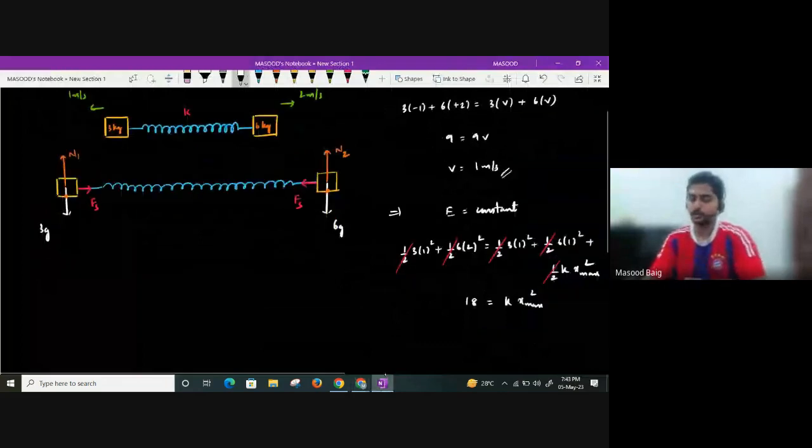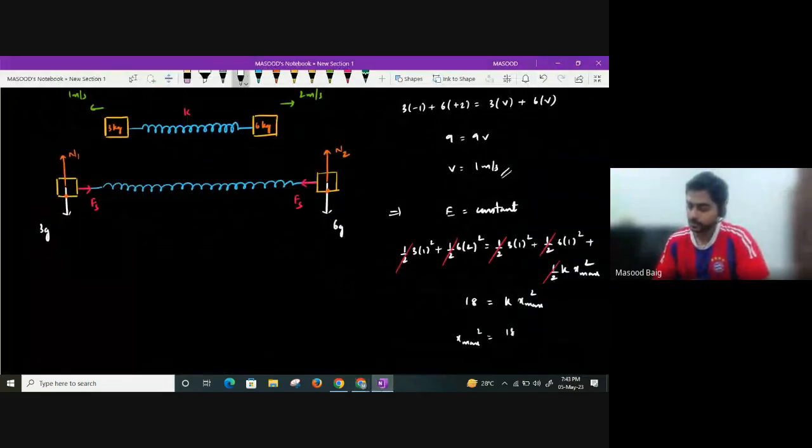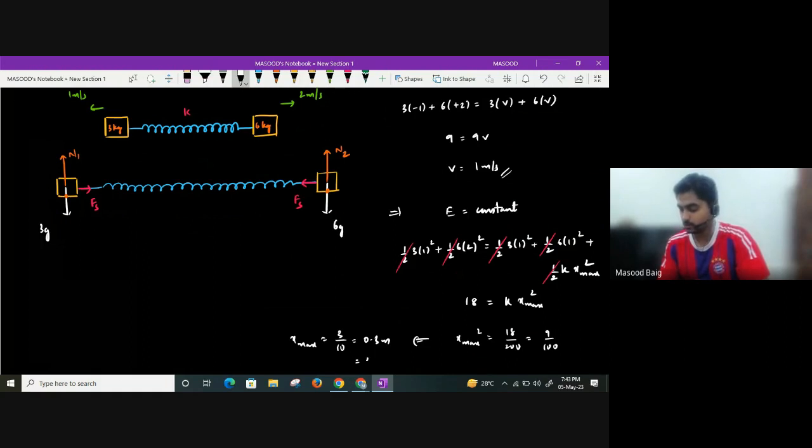So what are we going to get in this situation? X max square you will get as 18 divided by 200, or I can write it as 9 divided by 100. So what will the x max value be? Under root you will get 3 divided by 10, which is 0.3 meters. This turns out to be 30 centimeters. Clear?